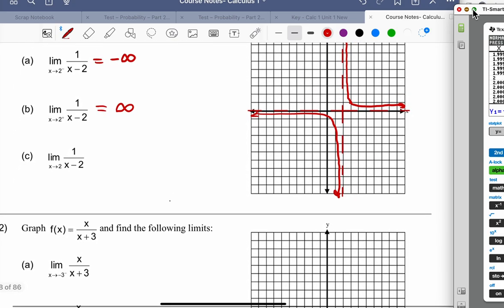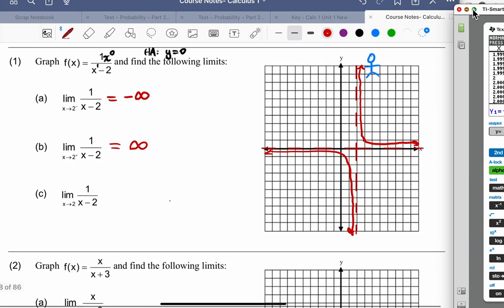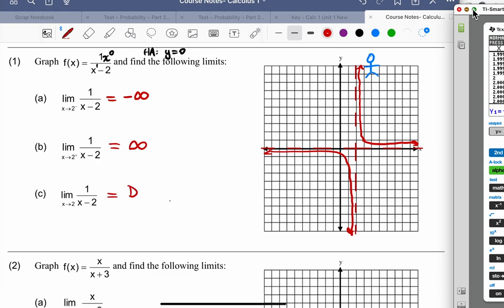Now, part C here. Questions are not always going to be itemized like this, where I say, coming in from the left, coming in from the right, what's your conclusion? Sometimes it'll just say, what is the limit as x approaches whatever, and you have to know to do those things behind the scenes. If the limit coming in from the left is not the same as the limit coming in from the right, then the limit does not exist. So we just say d and e. And that's because, again, negative infinity is not equal to positive infinity.